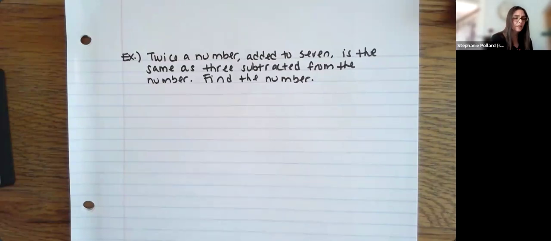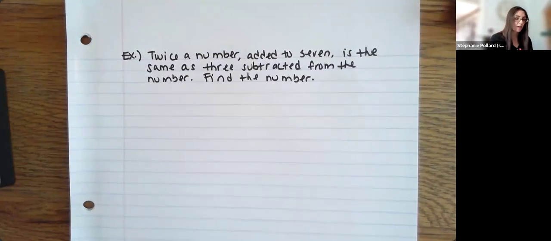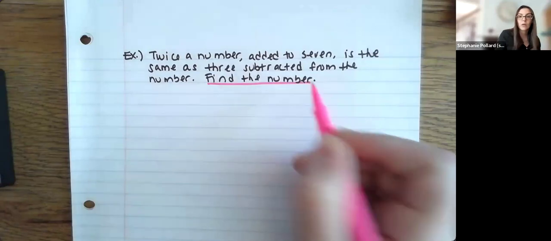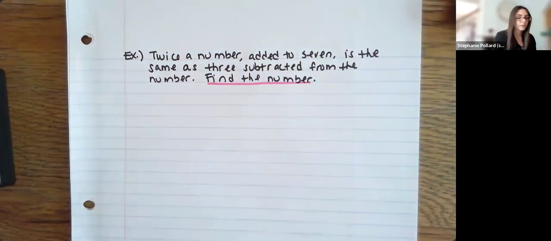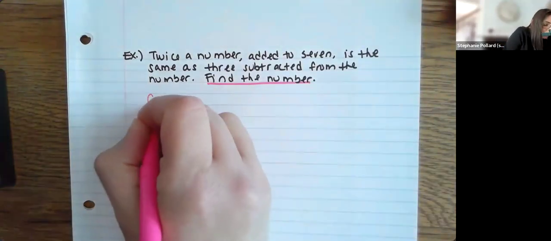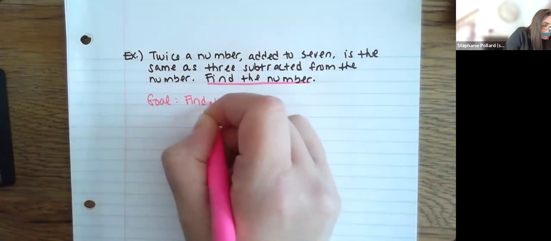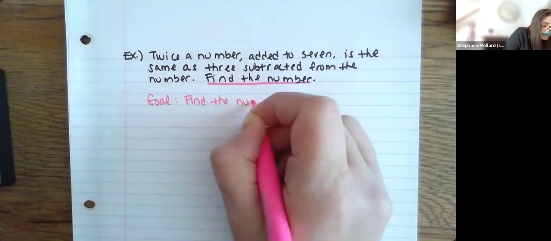So it says twice a number added to 7 is the same as 3 subtracted from the number. Find the number. All right, so right away, I can see my goal right here. What am I trying to do? I'm trying to find this number, right? So our goal is to find the number.